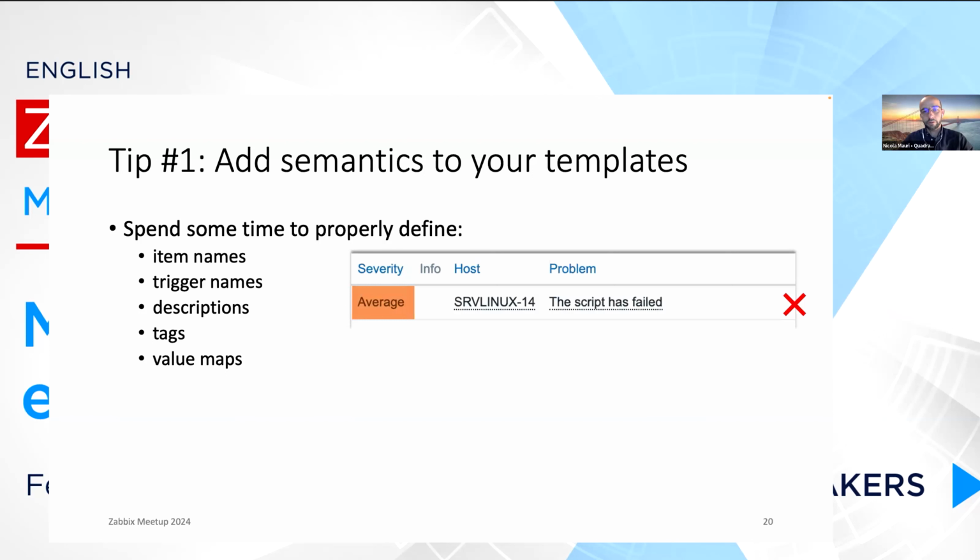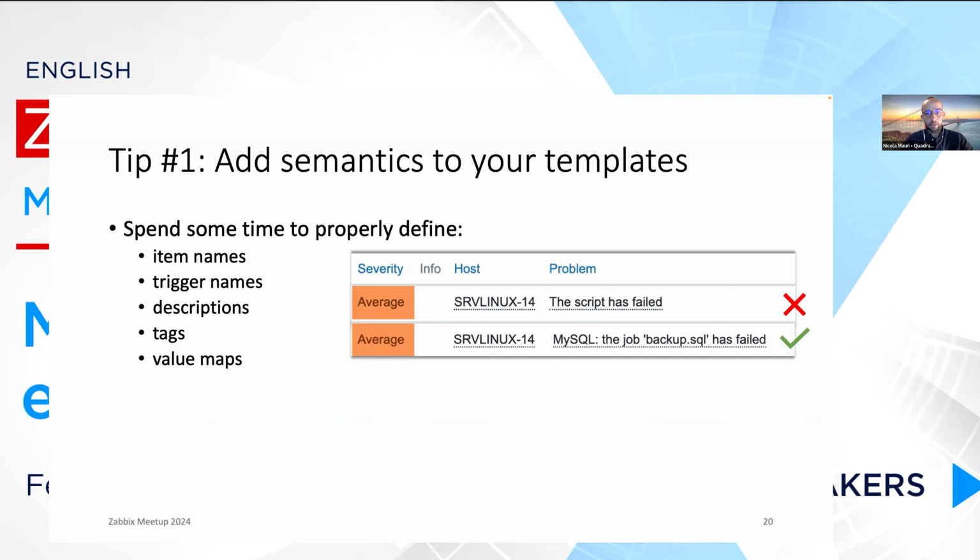This is a very poor trigger name. The user will look at this and probably will call you to ask, what's that? Which script failed? Which application launched that script? So, of course, you know which script failed because probably you wrote this template, but the user has not the information, of course, to understand. So the key is spend some time to tune your templates and to optimize your templates and communicating with the user.